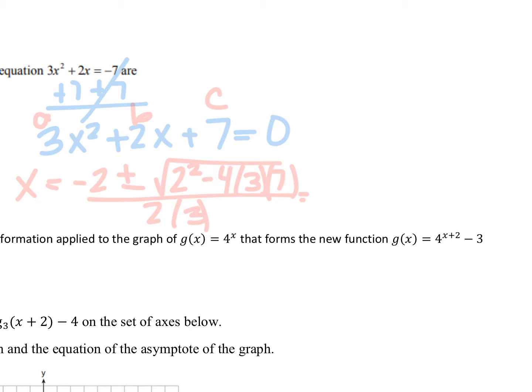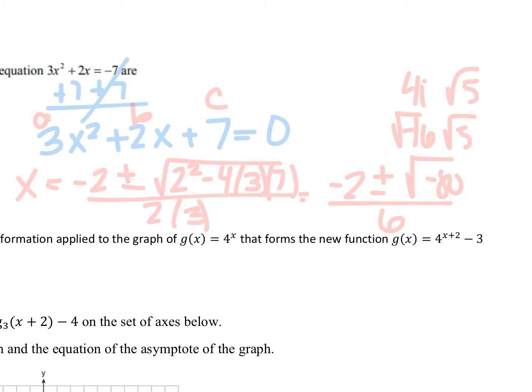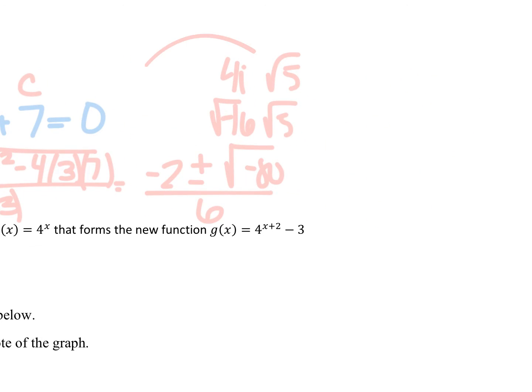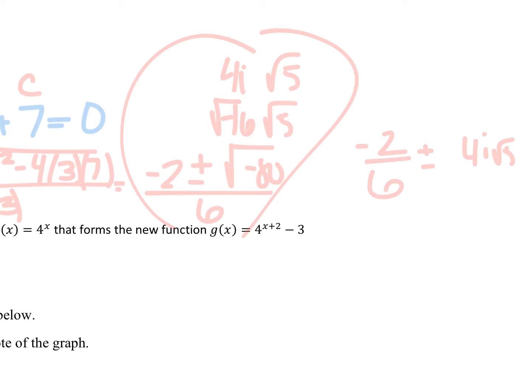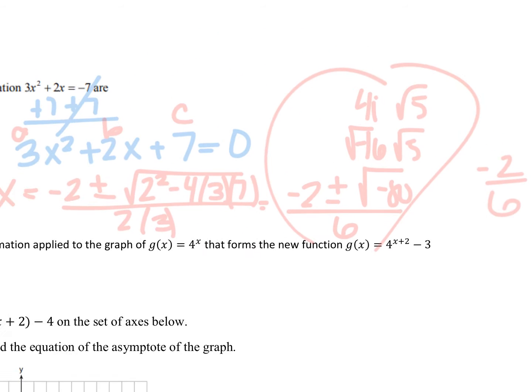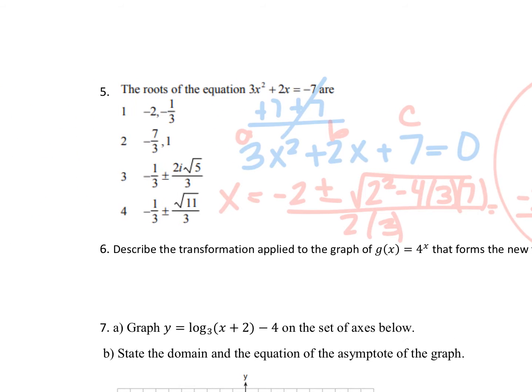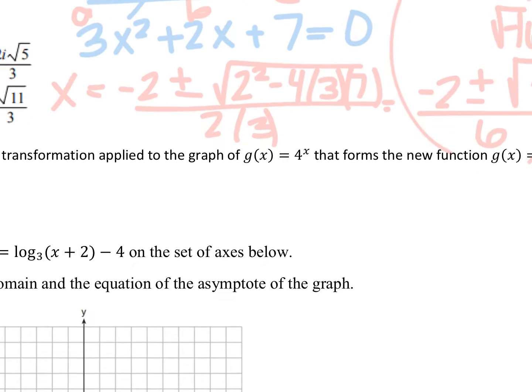This is going to be over 6, negative 2 stays. The square root on the inside becomes negative 80. This breaks up into negative 16 and 5, which is 4i radical 5. And then I have to share the love, break up the heart, so I got negative 2 over 6 plus or minus 4i radical 5 over 6. And when you reduce that, that gets you negative 1/3, and this is the only choice with an i, so.